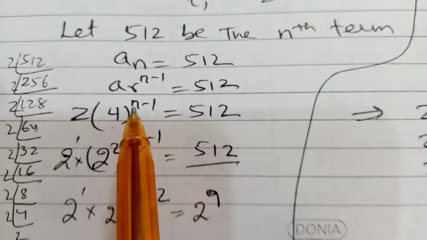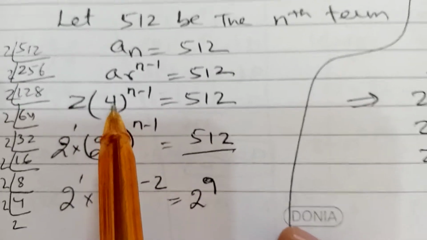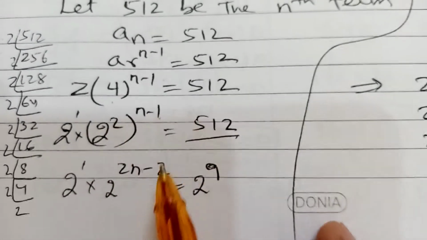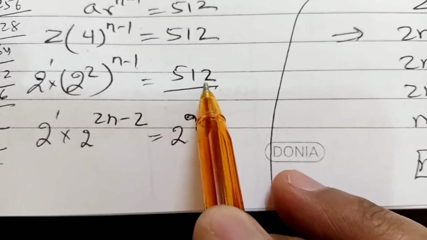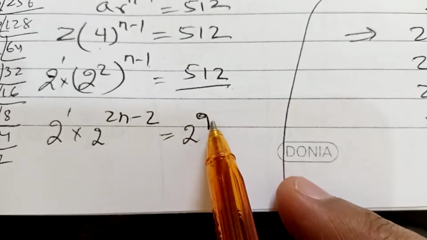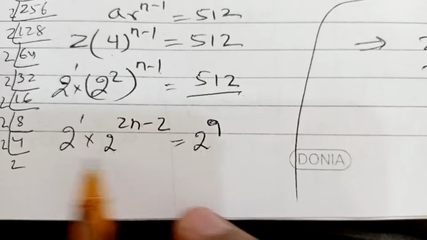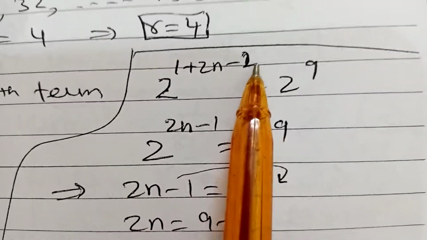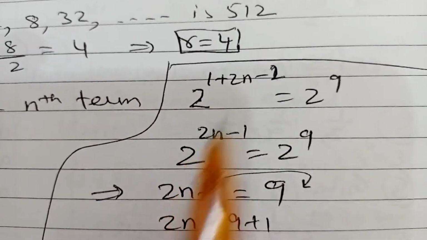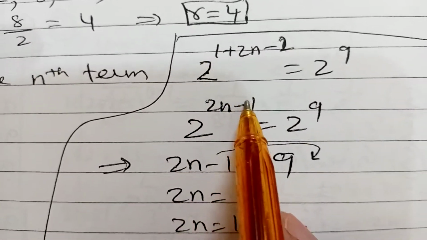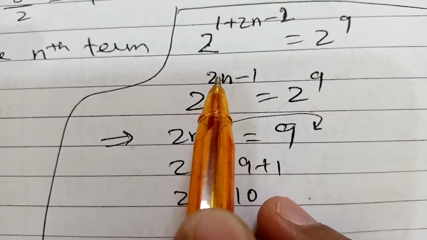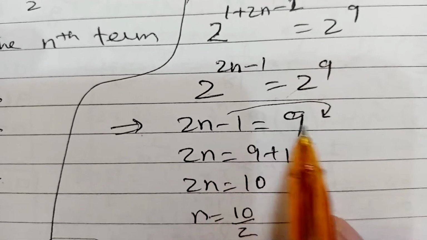Now we solve. 2 as it is. 4 can be written as 2 square, to the power n minus 1, 2 into n minus 1, 2n minus 2. Okay. And this 512, if we divide by 2, we will get 2 power of 9. So bases are same, powers should be added. 2 power 1 plus 2n minus 2 is equal to 2 power of 9. Implies the 2s cancel. 2n minus 1 is equal to 9.